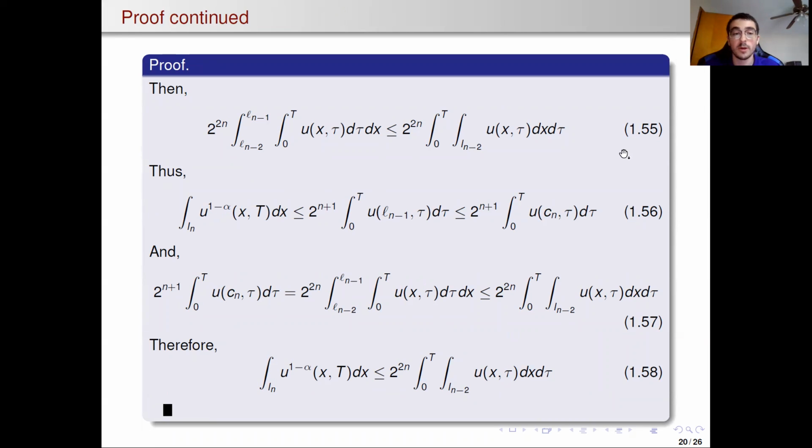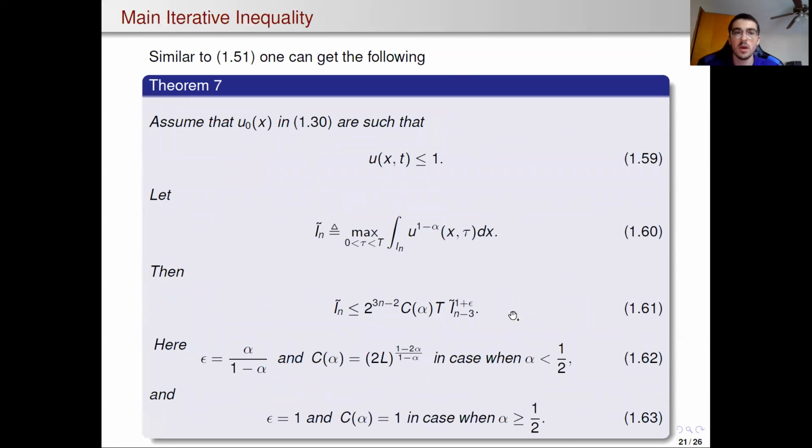Thus, we've shown that 1.56 and 1.57 are true, and we can consolidate these facts to show our desired inequality, 1.58. Moving on, we now have our main iterative inequality. So to show this, we first assume that u_0(x) in 1.3 is such that u(x,t) is less than or equal to 1.